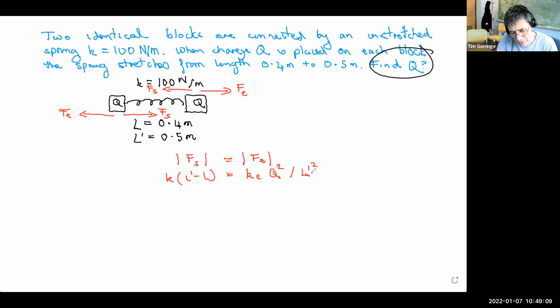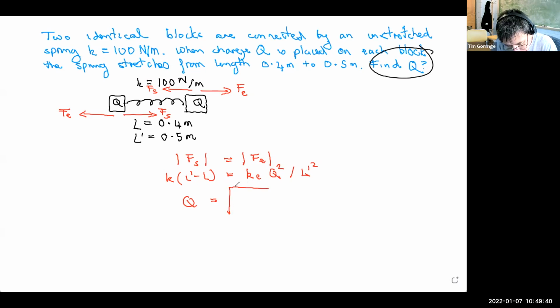And so if you look at this little equation, it contains the unknown that we're interested in. That's Q, the amount of charge on each block. And all the other quantities in the equation are known to us. We know the spring constant, we know the Coulomb constant, we know the final separation, the initial separation of the two blocks. And so I can just rearrange this equation for Q. Let me go ahead and do that.